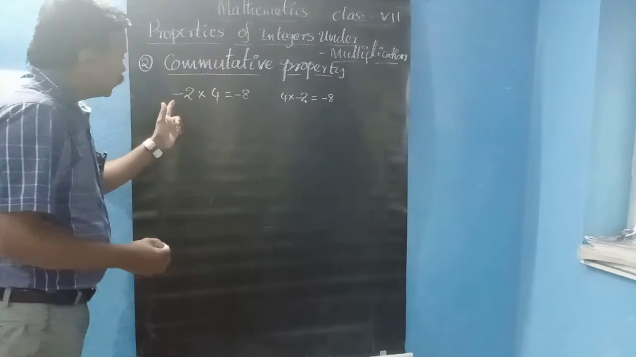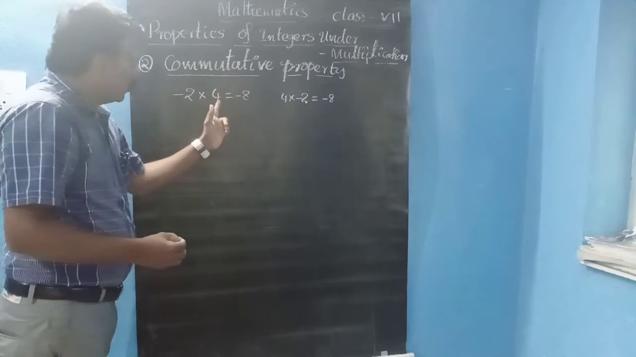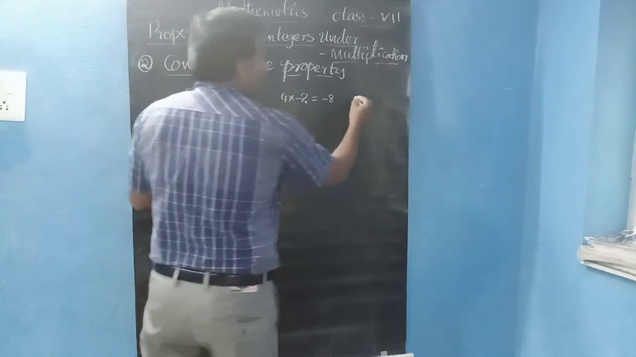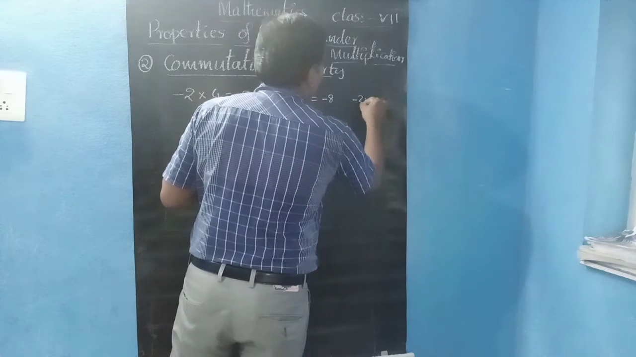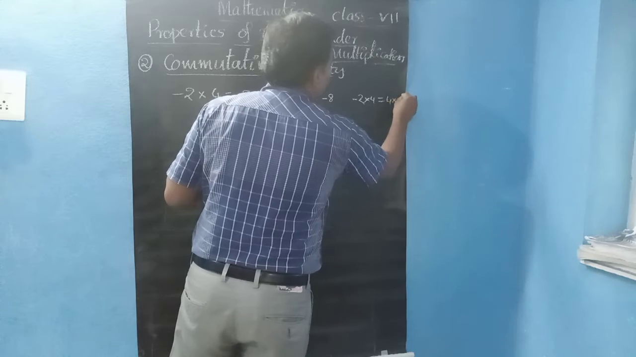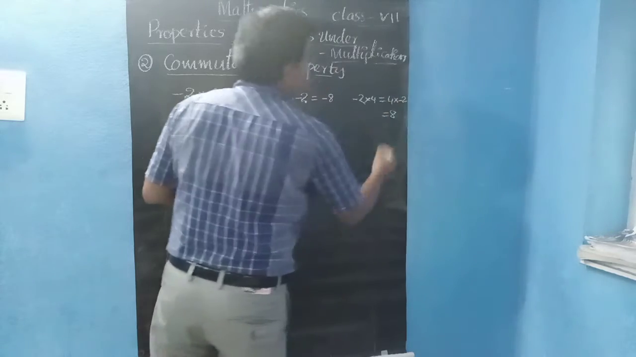So minus 2 into 4 is equal to minus 8, and 4 into minus 2 is also minus 8. What is the conclusion of this statement? Minus 2 into 4 is equal to 4 into minus 2.